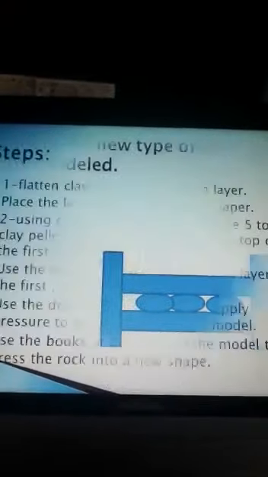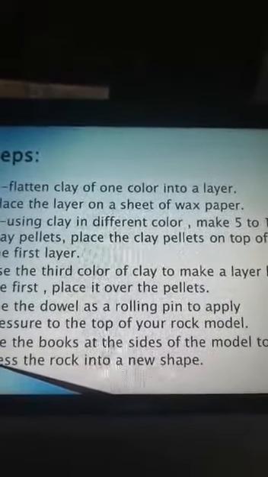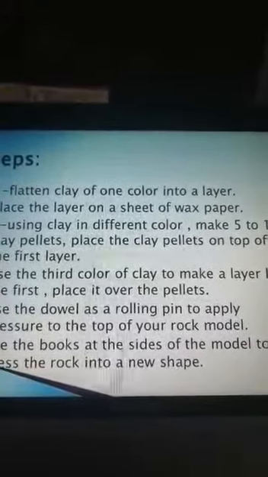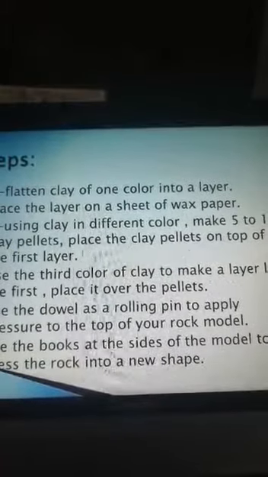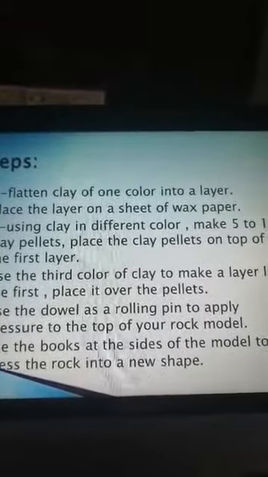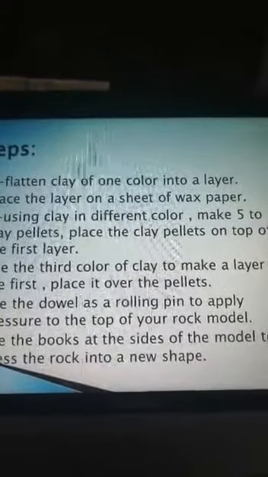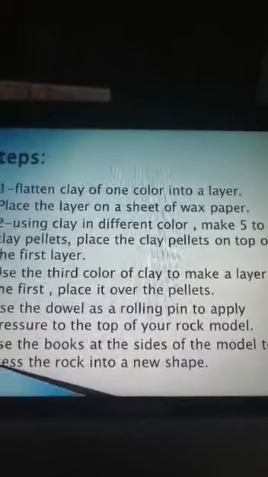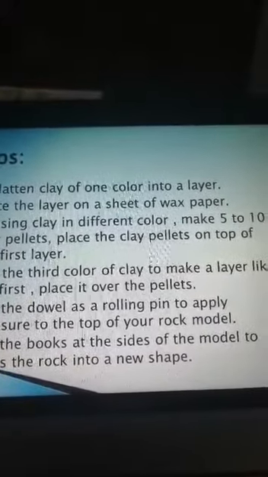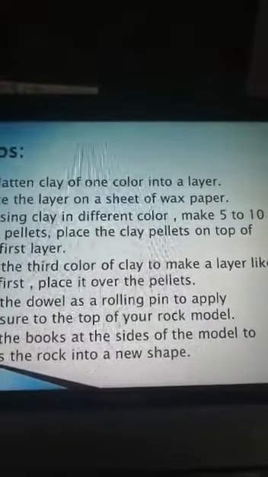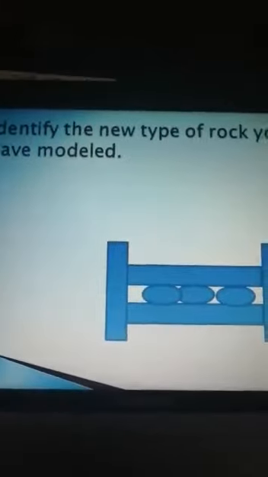Okay, so the steps: flatten clay of one color to make a layer, and then using clay in a different color, make about 5 to 10 clay pellets and place the clay pellets on top of the first layer. Use the third color to make another layer like the first one and place it over the pellets. Then use the dowel as a rolling pin to apply pressure to the top of your rock model, and finally use the hooks at the sides of the model to press the rock into a new shape. Okay, like this.